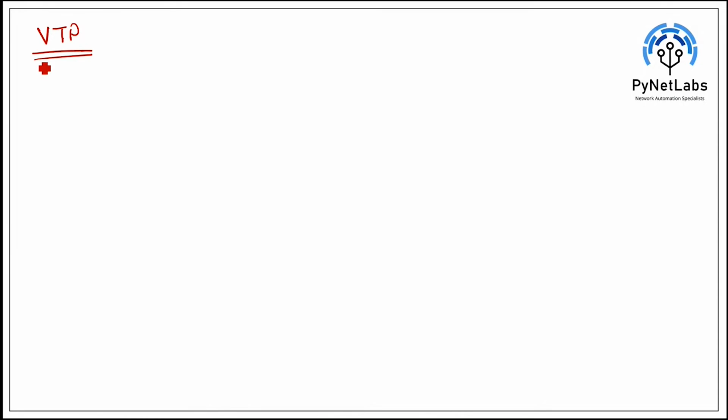VTP, which basically stands for VLAN Trunking Protocol. Now, guys, what was the need of VTP? Like, why was VTP introduced and why are we using this VTP protocol? And you will see that VTP is basically a Cisco proprietary protocol, so it is only going to work on Cisco devices.